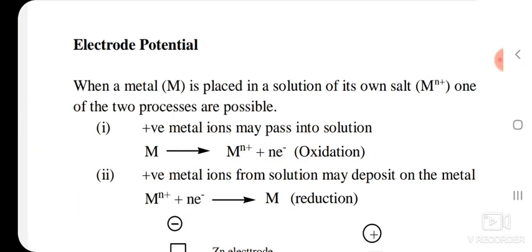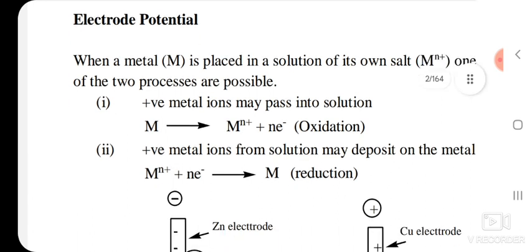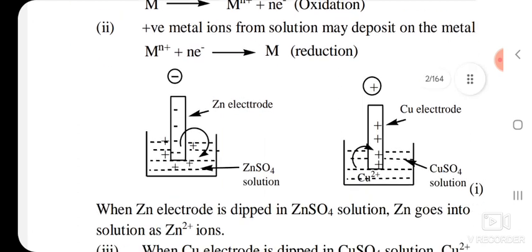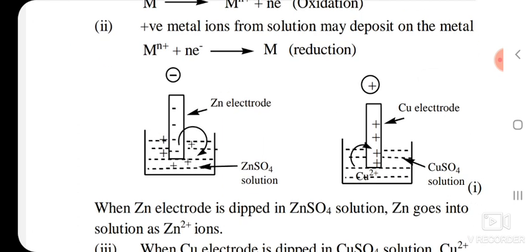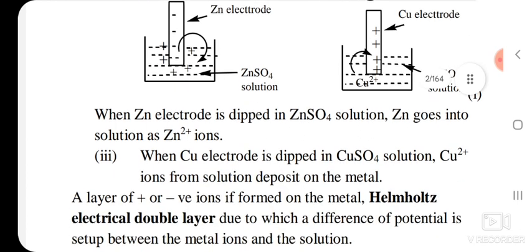Electrode potential. When a metal M is placed in a solution of its own salt, M^n+, one of two processes is possible. Positive metal ions may pass into solution, or positive metal ions from solution may deposit on the metal. When a zinc electrode is dipped in ZnSO4 solution, zinc goes into solution as Zn2+ ions. When a Cu electrode is dipped in CuSO4 solution, Cu2+ ions from solution deposit on the metal.